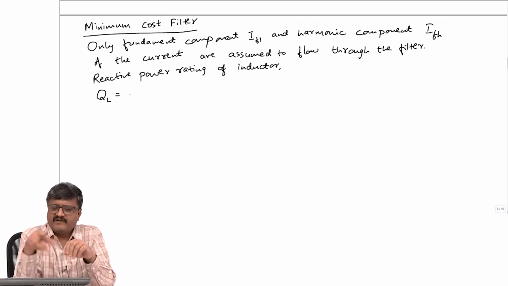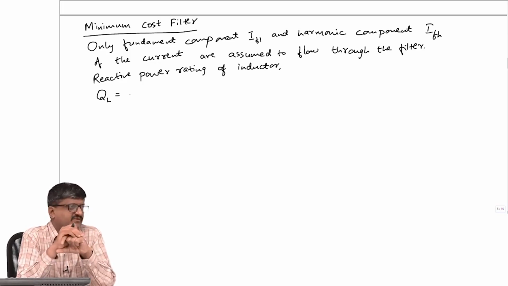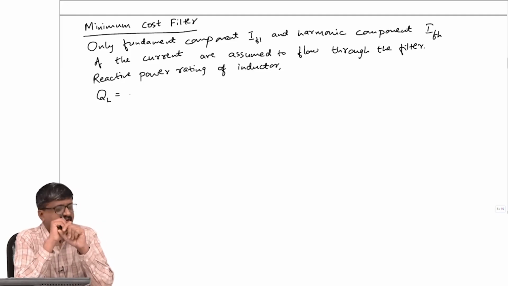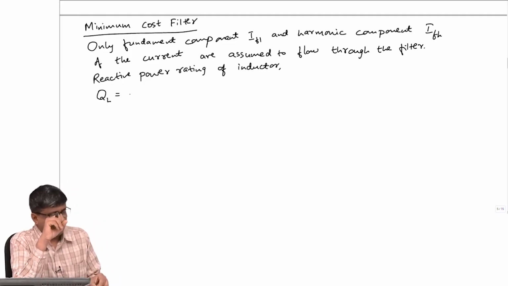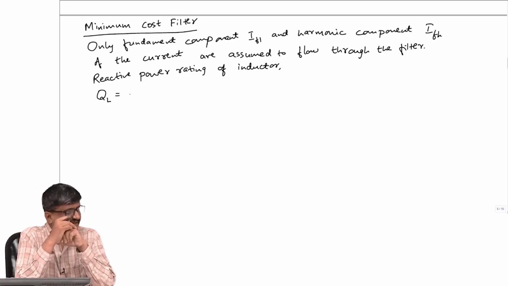See, we have made some assumptions that we are neglecting the other harmonic components. So, only IF1 and IFH flow. So, there is only the fundamental current and the harmonic current for which the filter is designed. Based on this, can we get an expression for the reactive power?